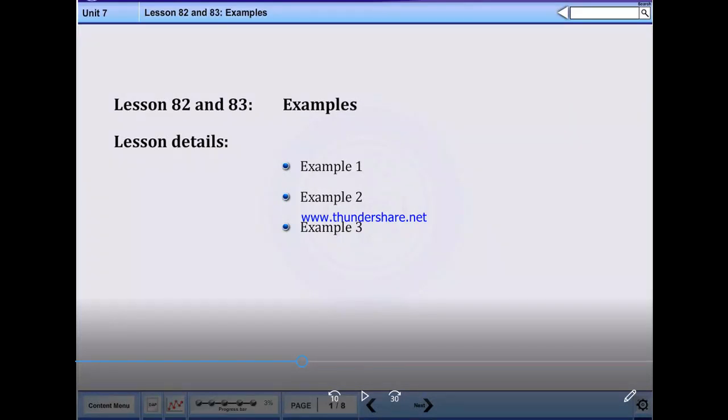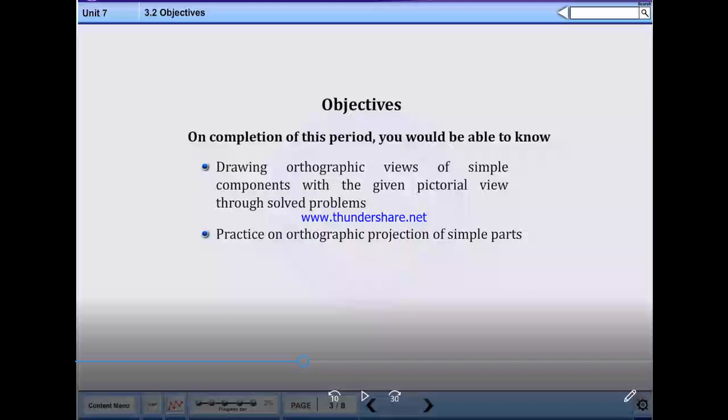Now with this concept, we will learn some more examples of the projections. That is examples 1, 2 and 3. So what are the objectives behind these examples? You will learn to draw orthographic views of simple components from given pictorial views, through solved problems, and practice orthographic projections of simple parts. Now with this objective, we will move on to continue the topic.